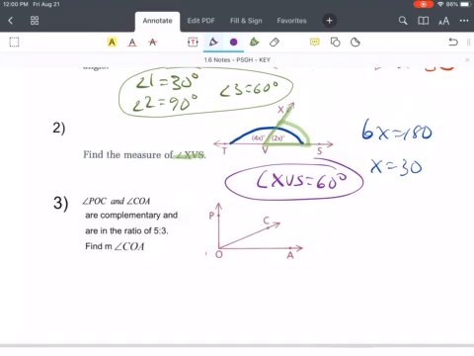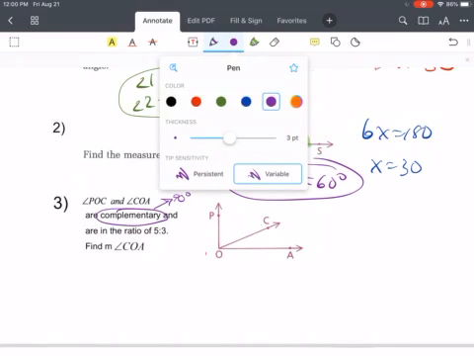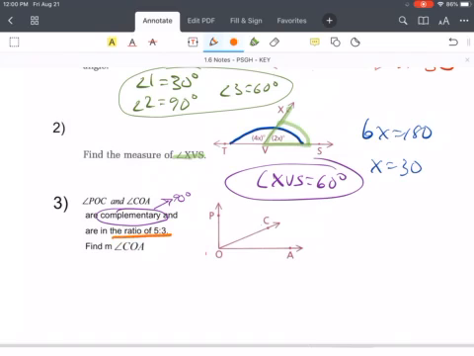Number 3 says these two angles are complementary to each other. So first off, because they are complementary, I know that they have to add to 90 degrees. It then also talks about having a ratio of 5 to 3. So 5x and 3x. And then when I add them up, I get 8x is equal to 90 degrees. Solve that, I get x is 11.25.